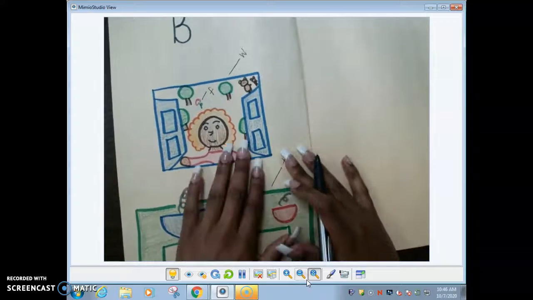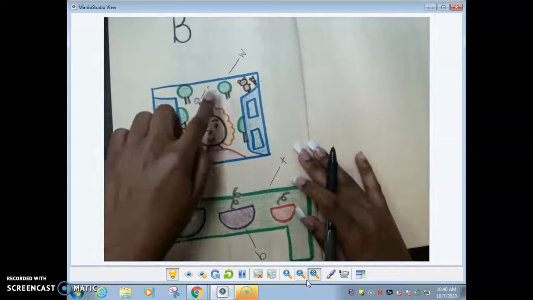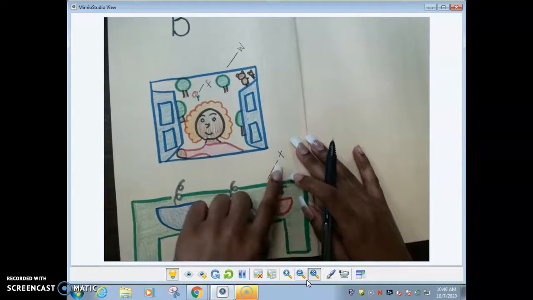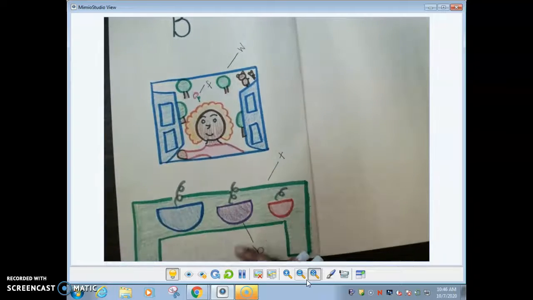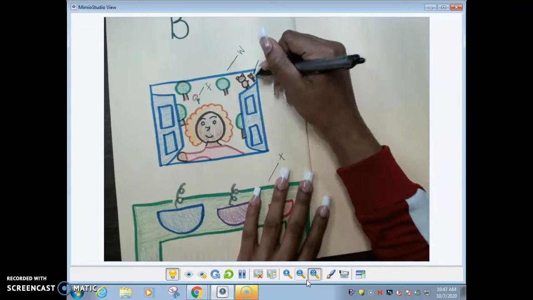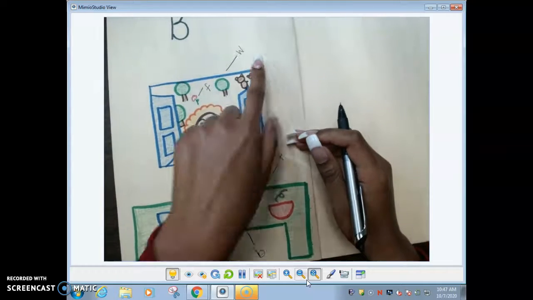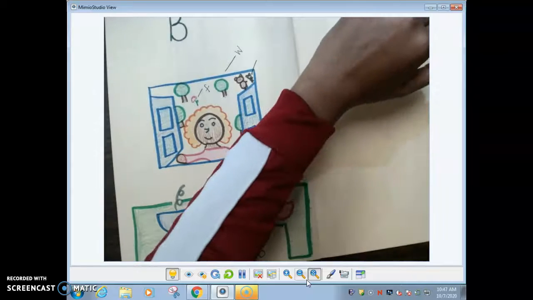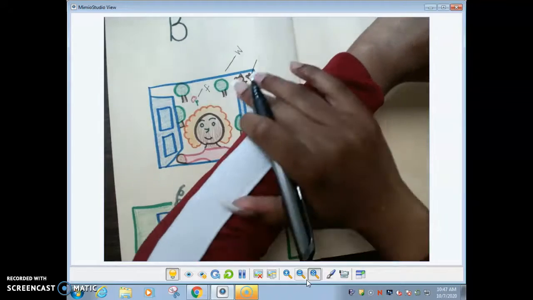Alright, and I'm going to label the rest later, but I just wanted to show you what it means when you label. You listen for the beginning sound. Now, if you can listen for all the sounds in the word, go for it. So, for example, let's say I wanted to label bear. When I say bear, I'm going to listen to all the sounds, and I can actually stretch it all the way down my arm.